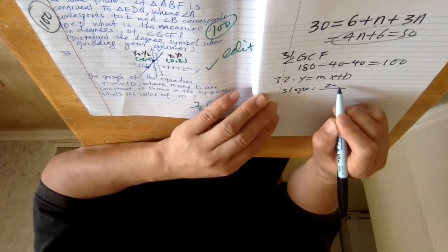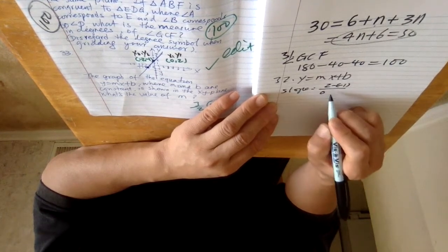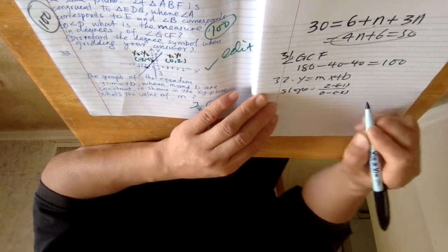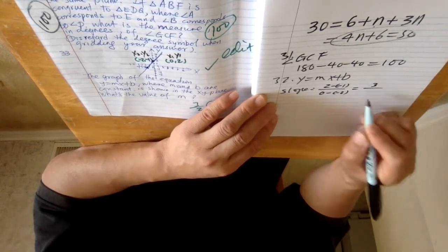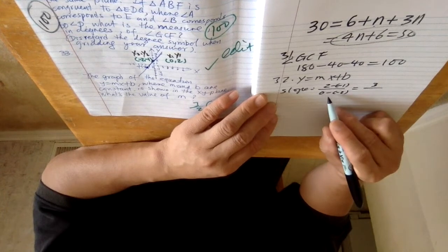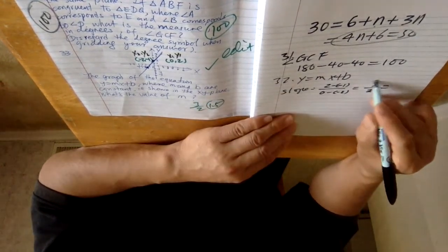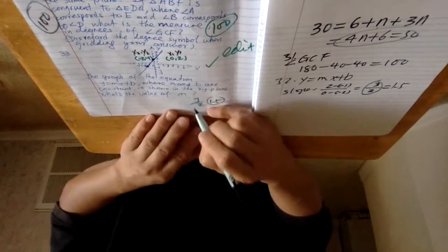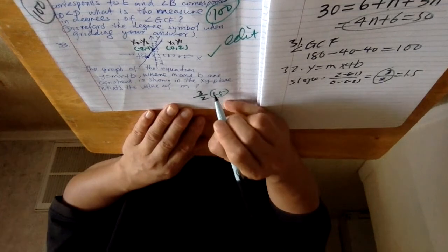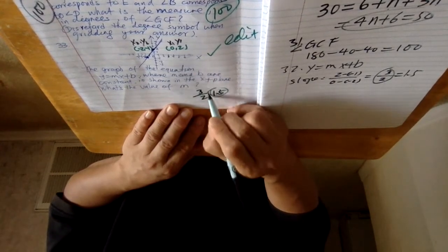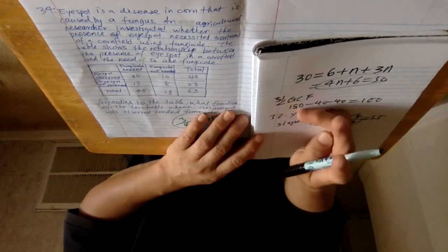2 minus negative 1 divided by 0 minus negative 2. So it'll be 2 plus 1, which is 3. And 0 minus negative 2 will be positive 2. So the answer is 3 over 2, or 1.5.